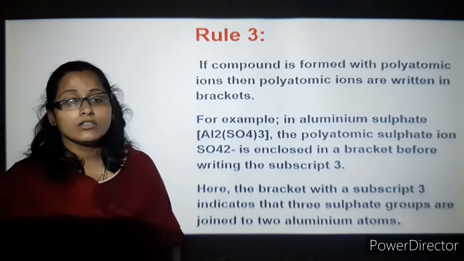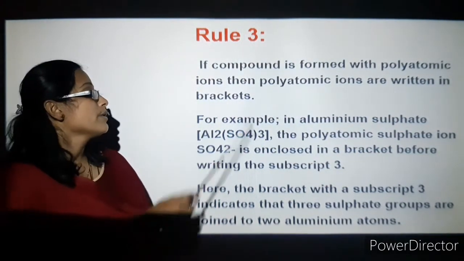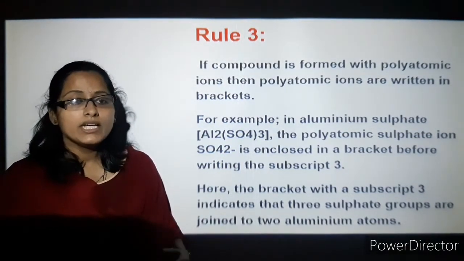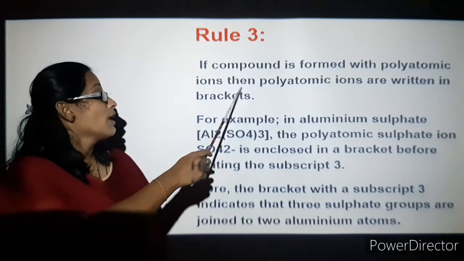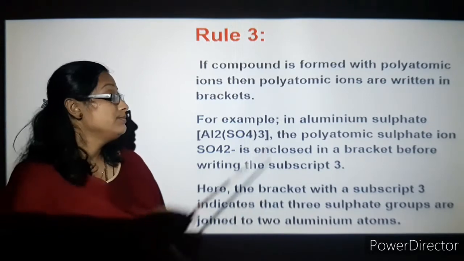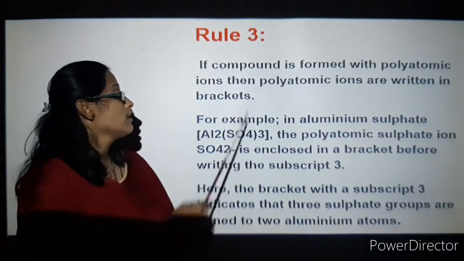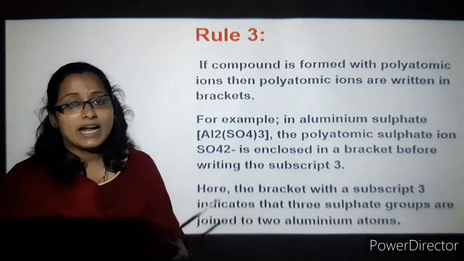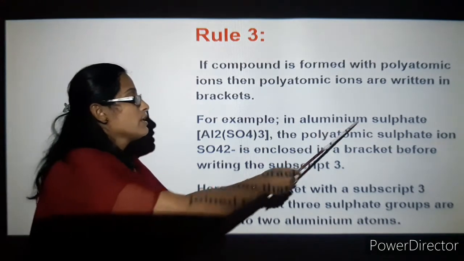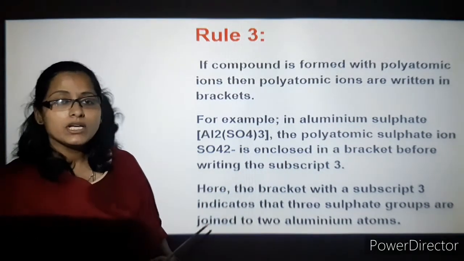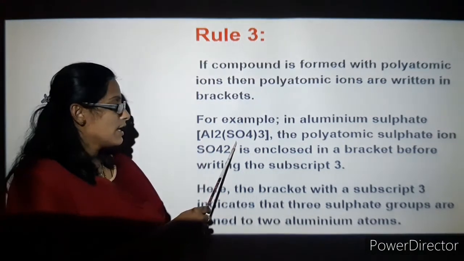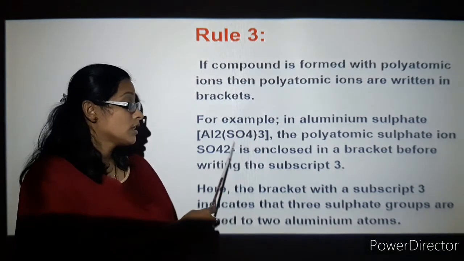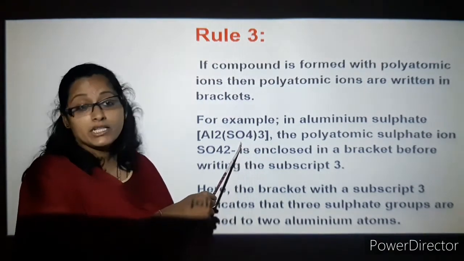So let's understand what rule number 3 is. If a compound is formed with polyatomic ions, where there is more than one ion together, the polyatomic ions are written in brackets. For example, aluminium sulfate. You can see that SO4 is already there. Then you can see why it is written in brackets, because 3 atoms of sulfate are present.